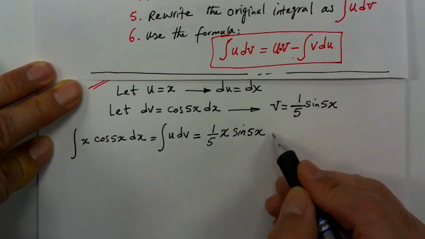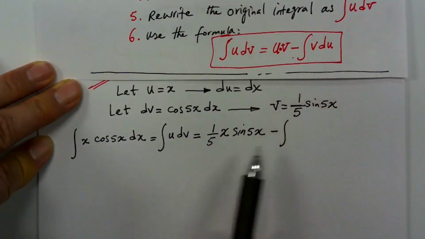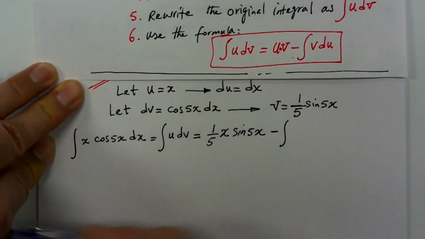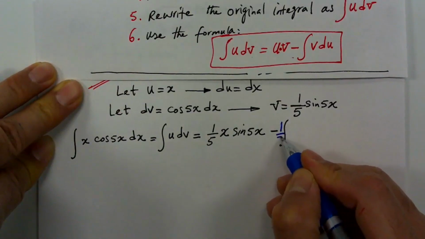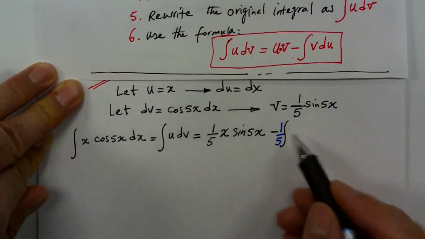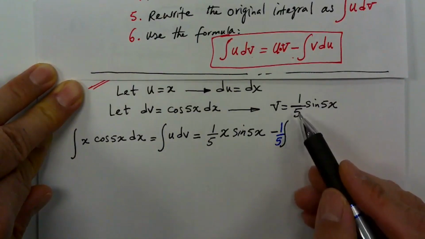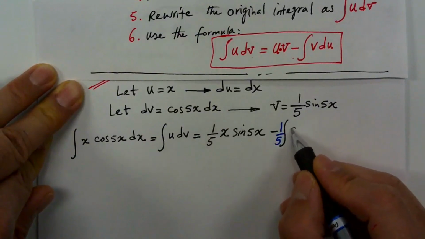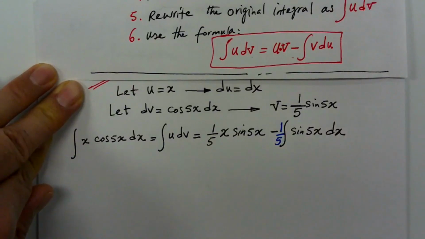Then the rest of the formula, minus the integral of v du. What was v? v is that. Well, I have to put that 1/5 in front. So let me do that: 1 over 5. We can pull that outside of the integral, right? So minus 1 over 5 times the integral of sine of 5x du. du is just dx, very easy. So we have sine of 5x dx.